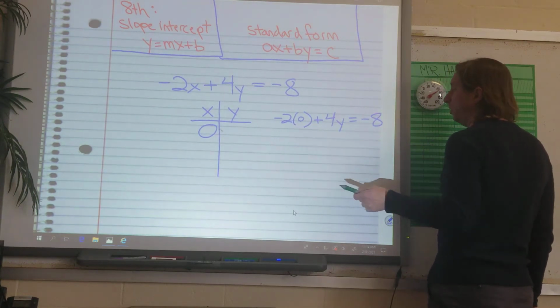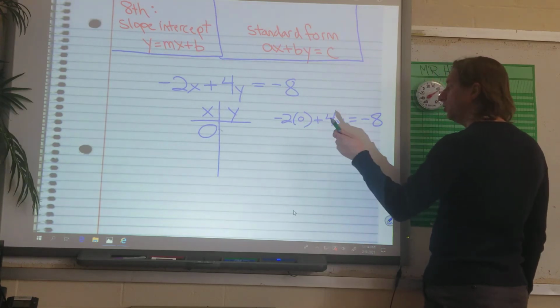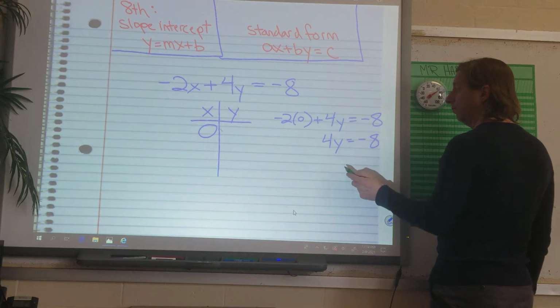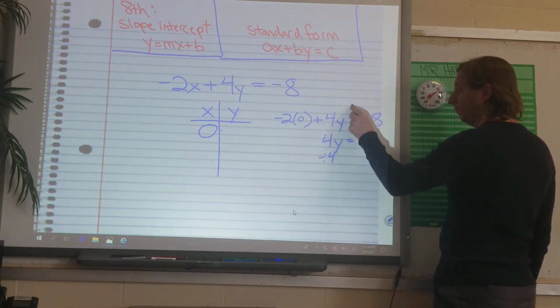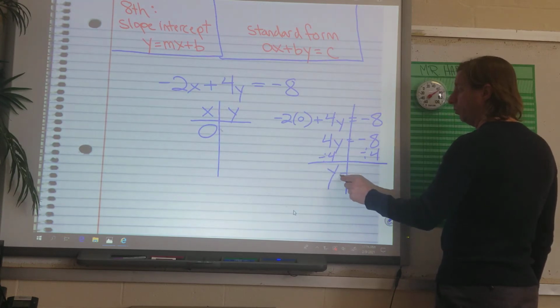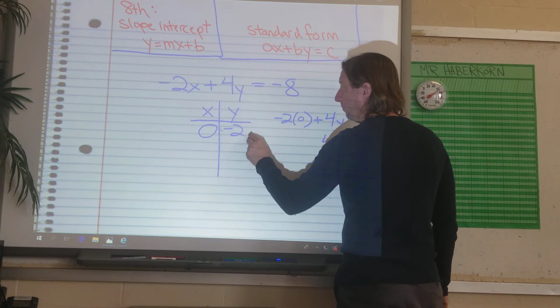Negative 2 times 0, once again, that's going to wipe out and go away. It turns into 0, right? So we don't need it. So all I have left is 4y equals negative 8. Divide by 4. Should have drew my line. And I get y equals negative 2. So 0, negative 2. There's my first point, right?